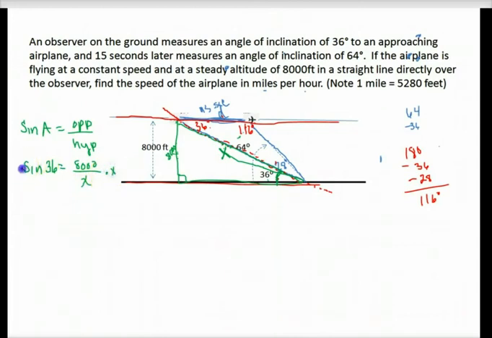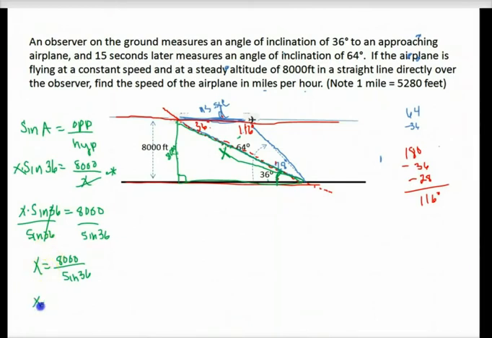I'm going to multiply both sides by x, and I'm doing that so I can get the x out of the denominator. So now we have x times the sine of 36 equals 8,000. If I divide both sides by the sine of 36, I will be left with our x. So I take out my calculator. X is 8,000 divided by the sine of 36. And I get that x is 13,610.4. I'm going to round to the nearest tenth, just like that.